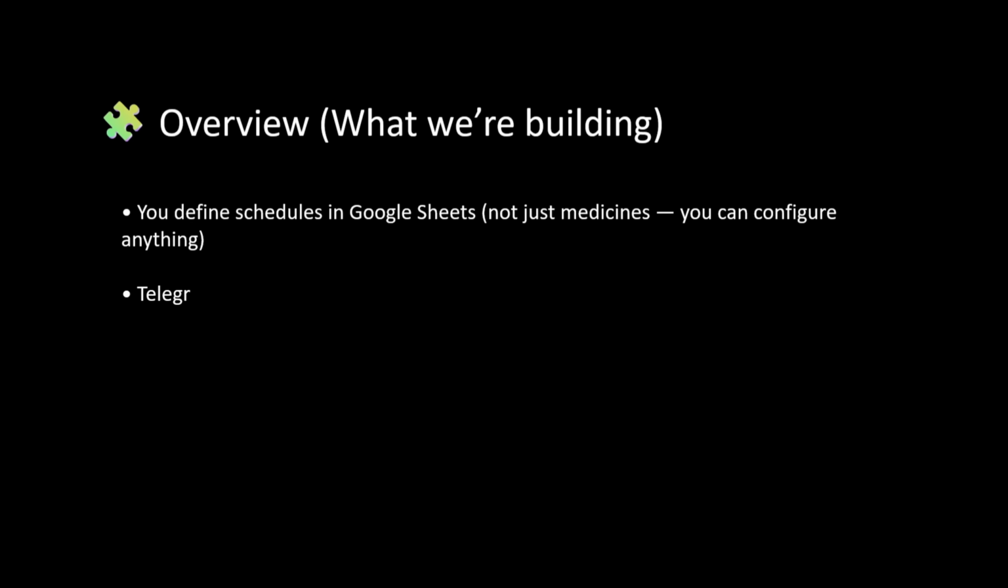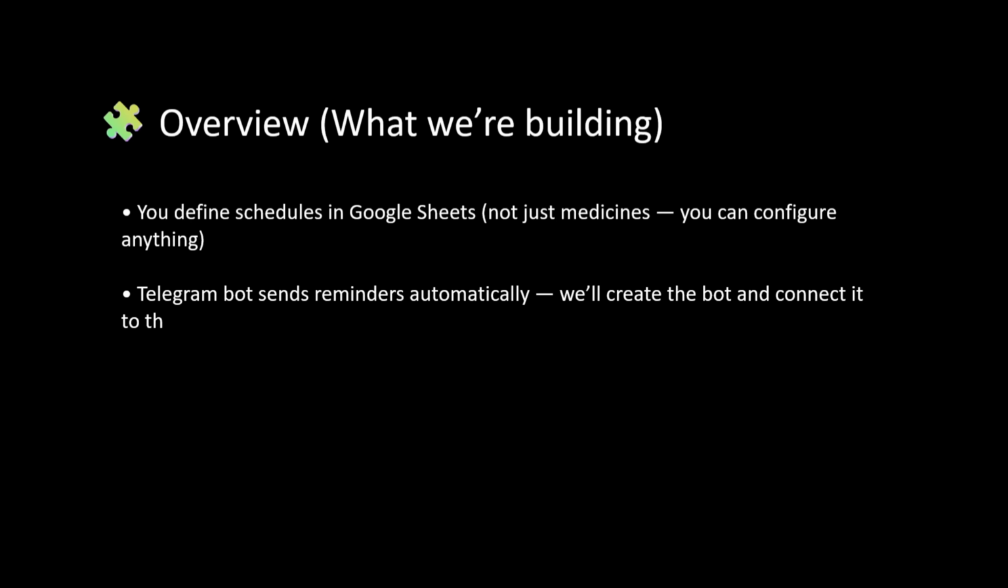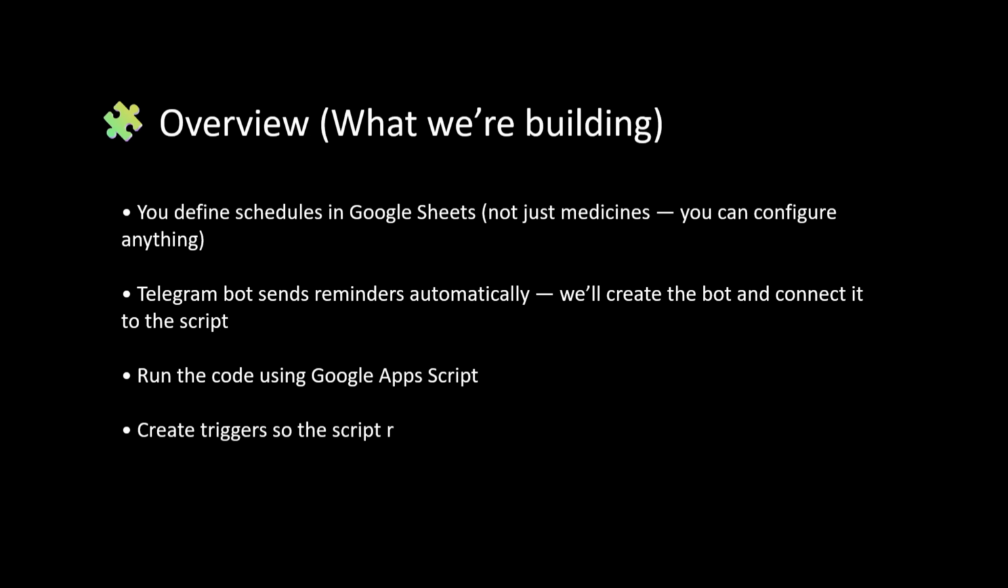Now next, let me quickly give you an overview of the steps that I've taken to create this automation. Then I'll take you through the steps in detail one by one. So the steps are, you define schedules in Google Sheets, and not just medicine, you can configure anything. A Telegram bot sends reminders automatically. I'll show you how to create the bot as well. Run the code using Google Apps Script and obviously create triggers so the script runs automatically. So please watch this video till the end. It's going to be very interesting.